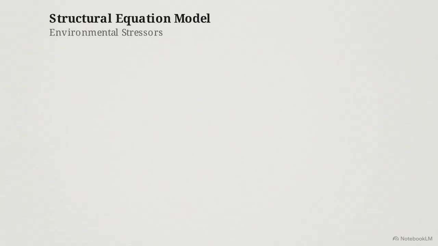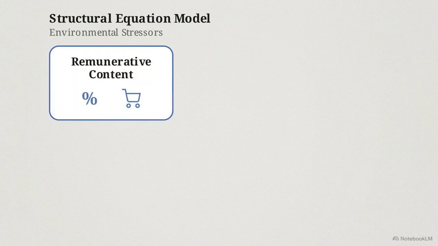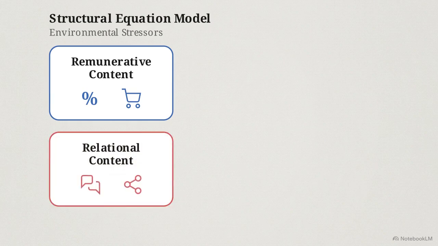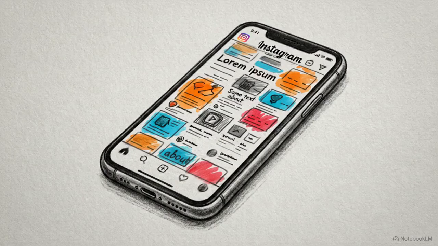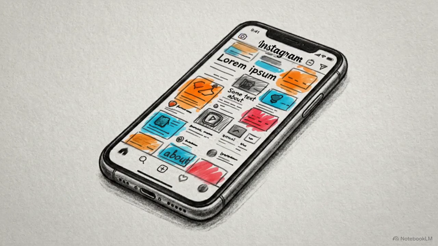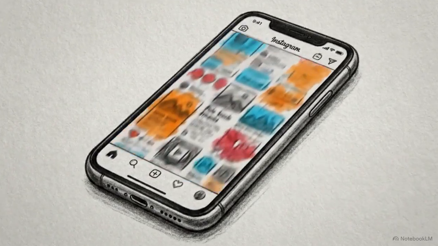To trace the pathway to user backlash, we use the author's structural equation model. It begins with two inputs. First is remunerative content, emphasizing financial incentives and time-limited discounts. Second is relational content, engineered to evoke emotional resonance through brand storytelling. The researchers evaluated these inputs using the stressor-strain-outcome, or SSO, framework. This psychological model evaluates how external demands challenge a person's adaptive capacity. The SSO framework treats promotional discounts and narrative storytelling as environmental demands.